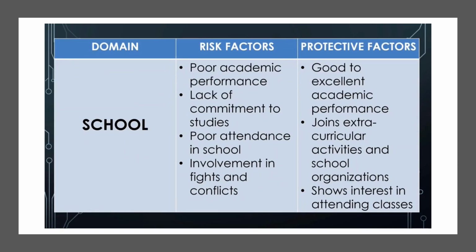For the school, we have the risk factors such as poor academic performance, lack of commitment to studies, poor attendance in school, and involvement in fights and conflicts. Under the protective factors, we have good to excellent academic performance, joins extracurricular activities and school organizations, and show interest in attending classes. These are the risk and protective factors under each domain.